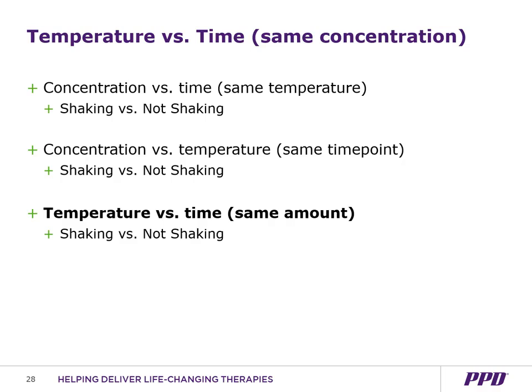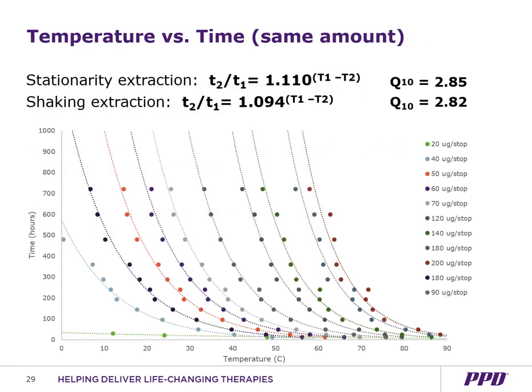And finally, we will look at temperature versus time using the same amount to see what effect shaking had on this calculation. So here we again equated the time of the study in hours to the extraction temperature for a given amount of extracted BHT. And using the equation for each of the curves plotted, we were able to develop a model for duration projection where you could predict time given different temperatures at a given amount of extracted BHT, and that is shown in the equations above.